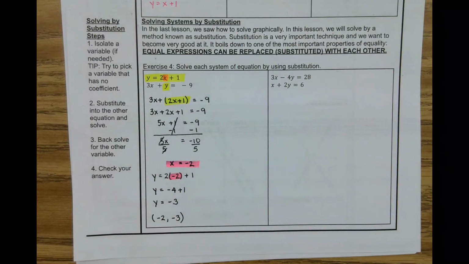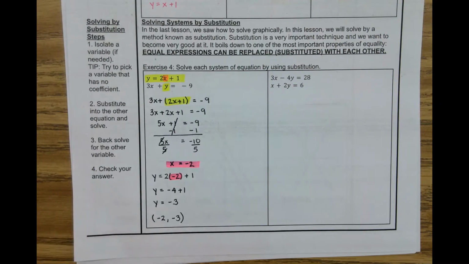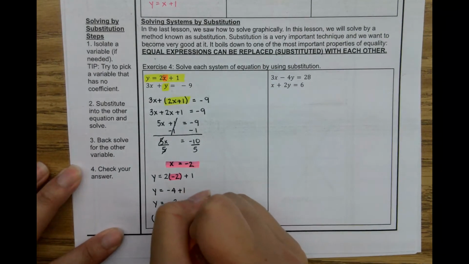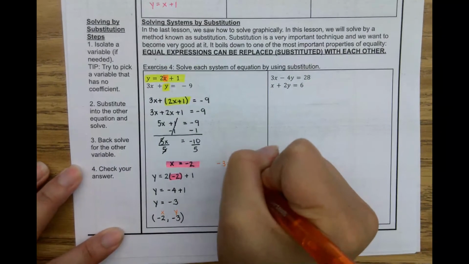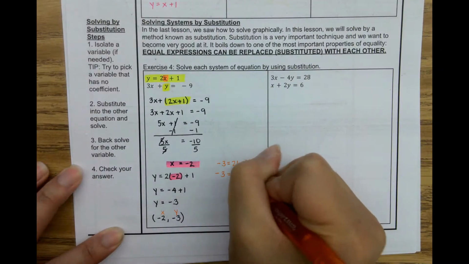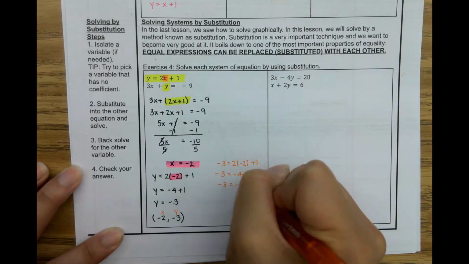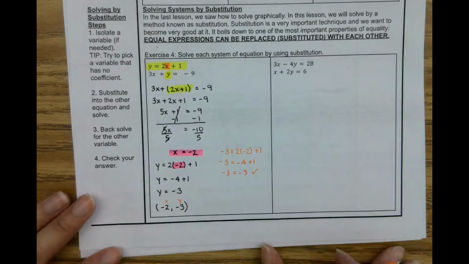If I want to check my answer, nice and easy. We did that before. We can just plug this x and y into both our originals. So I can do that with negative 3 equals 2 times negative 2 plus 1. Negative 2 times negative 2 is negative 4. Negative 4 plus 1 is negative 3. So it works for the first equation. And then I can check it with my next one.